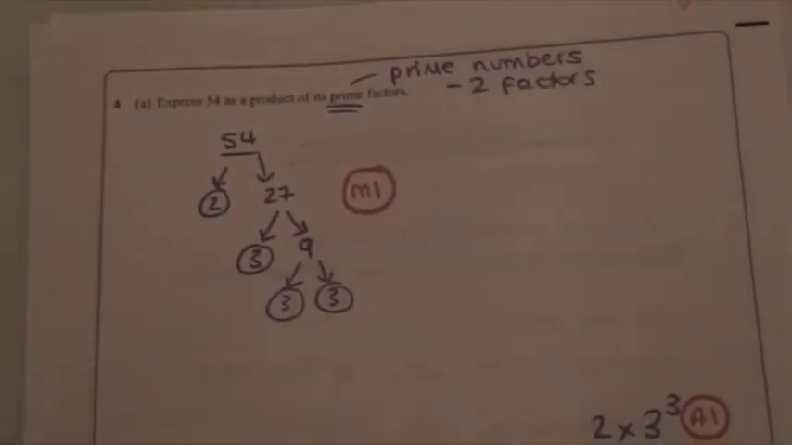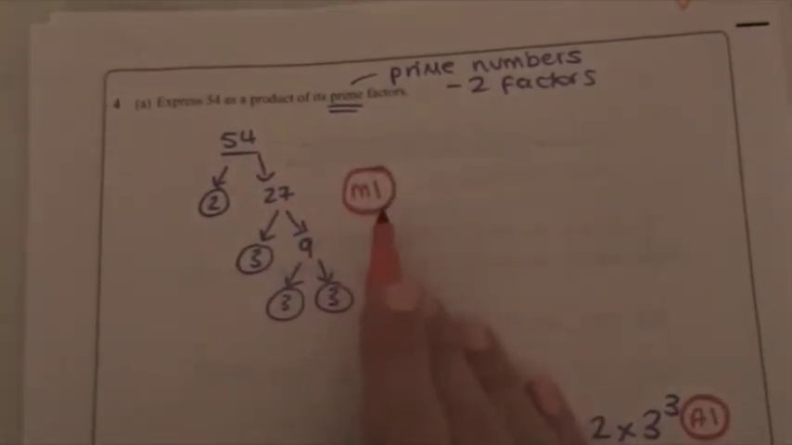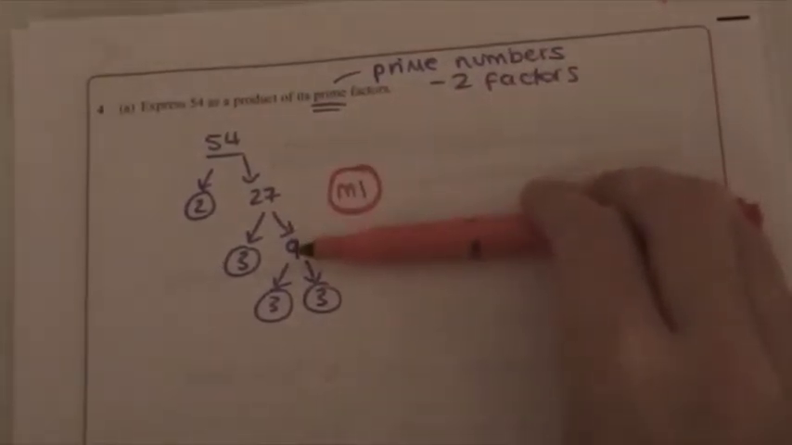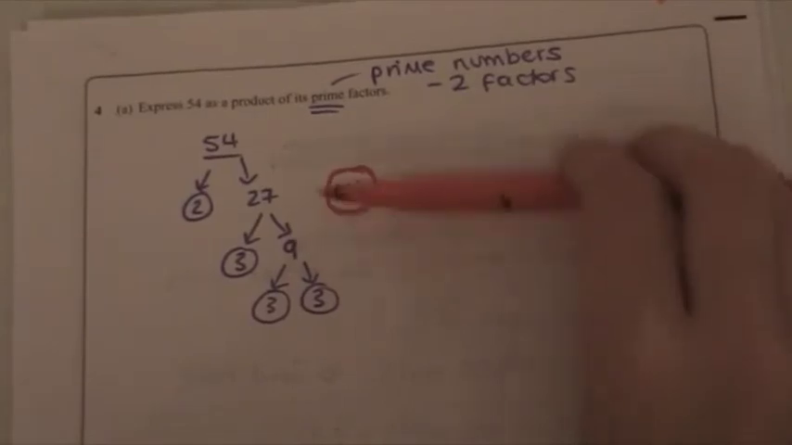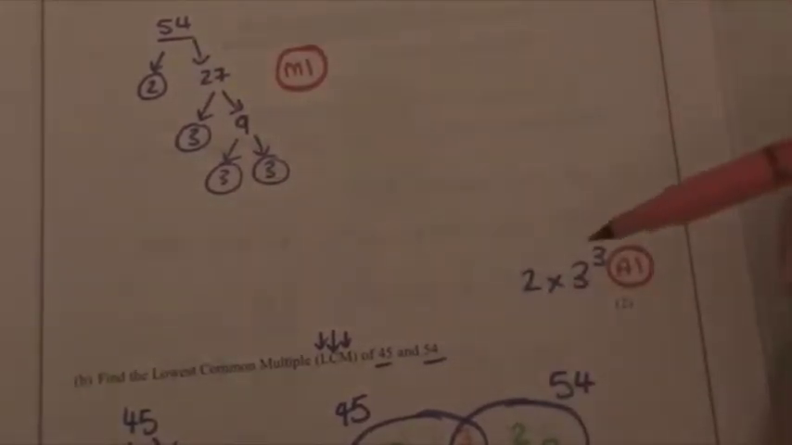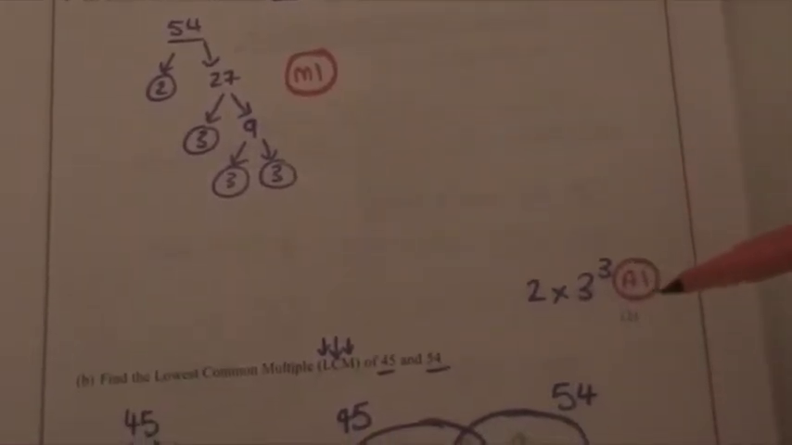Mark scheme for 4a. So express 54 as a product of its prime factors. You get 1 method mark for an attempt at prime factorisation. So an attempt might only mean you've managed to do 2 correct divisions, but perhaps not a complete factor tree. You'd still get the method mark for attempting. The second mark is an accuracy mark for clearly labelling 2 times 3 times 3 times 3 as your answer, or 2 times 3 cubed. So method mark for attempting to find it, and then your accuracy mark for the actual answer.